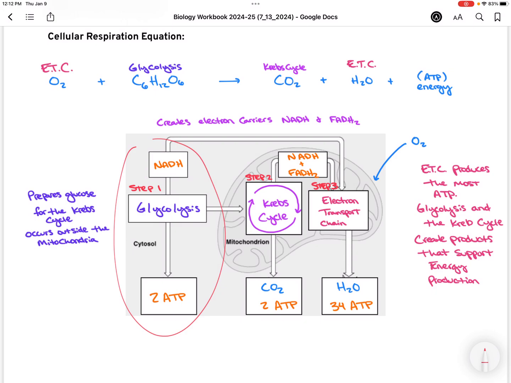Okay, the next part is the Krebs cycle. Okay, the purpose of the Krebs cycle is to create more of the same, right? We created some NADH. Now we're going to create more of that, and we'll even create some FADH2. So these are both electron carriers. Read this note right here. I'm going to circle it again. This note right here says these are electron carriers, and they are used in the electron transport chain.